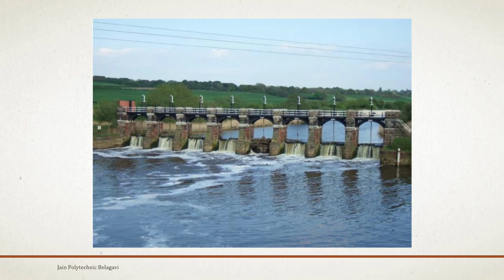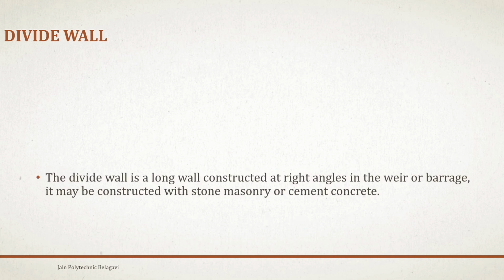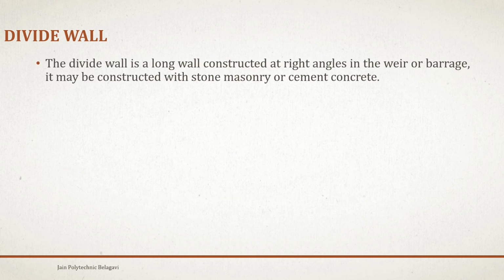Next, it is the simple under sluices image. Next, we have a divide wall. The divide wall is a long wall constructed at right angles to the weir or barrage. It may be constructed with stone masonry or cement concrete.